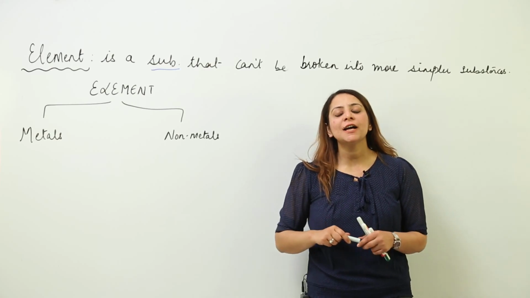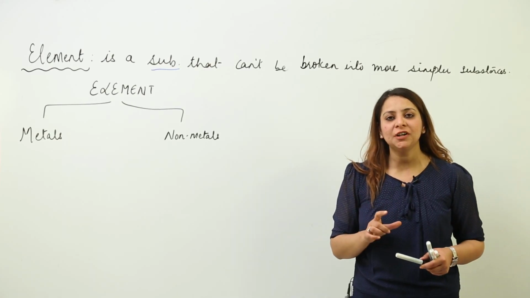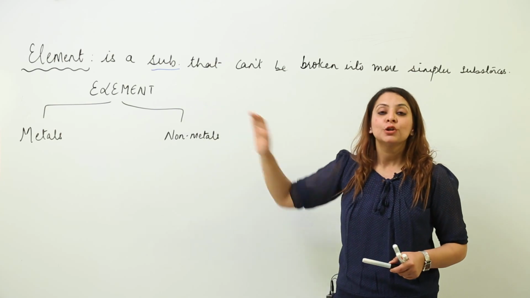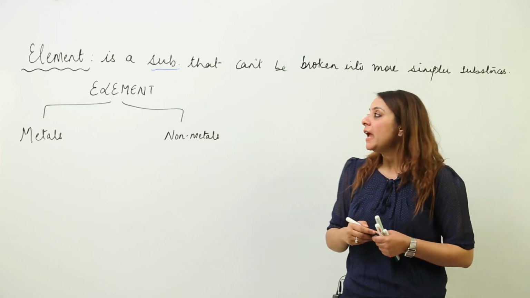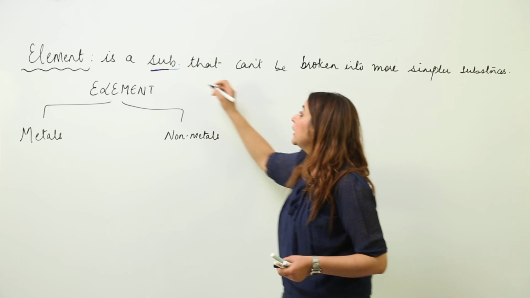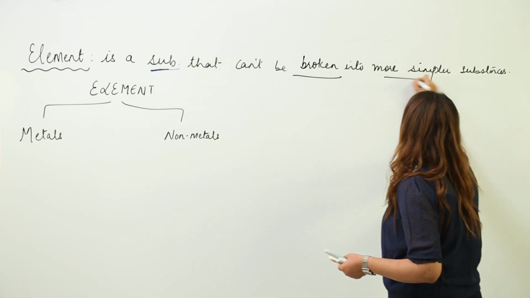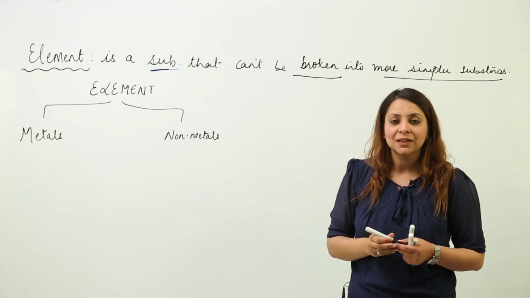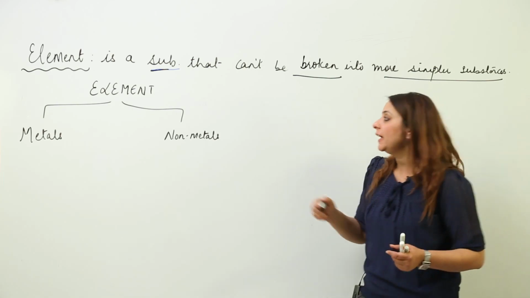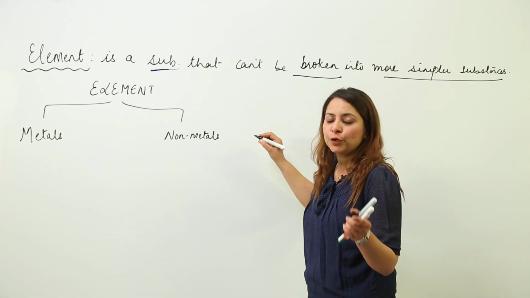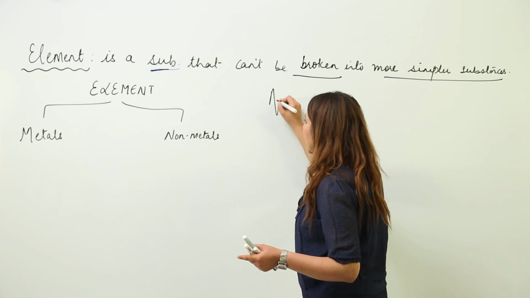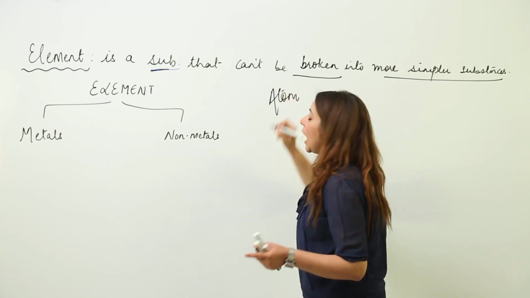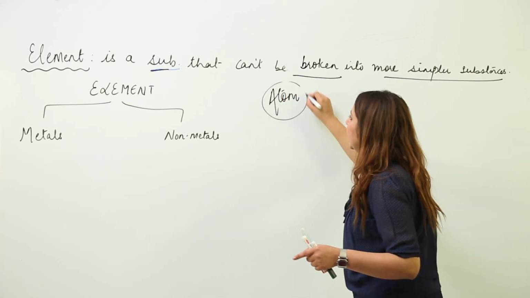Now we are going to start with a basic terminology of this chapter, that is an element. So what is an element? An element is a substance that can't be broken down into more simpler substances. As you all know, the smallest substance we study in chemistry is an atom. You all know that, right? Atoms unite to form an element.